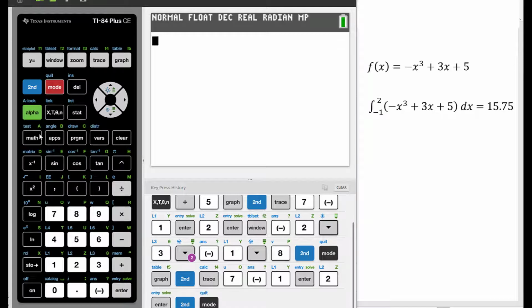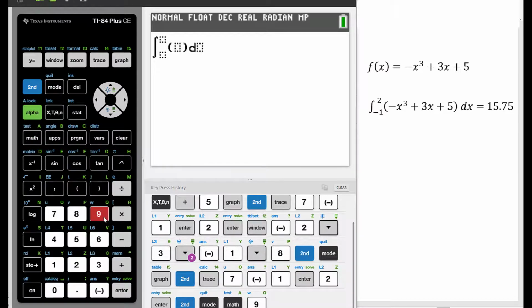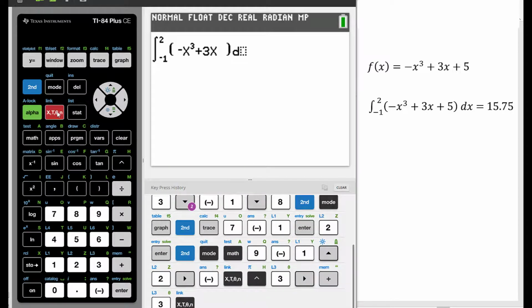We're going to press the math button, and we're going to press number 9 where it says FNINT for function integral. So we want the integral from -1 for our lower bound to 2 for our upper bound. And then inside the parentheses here, we need to put our integrand function. So I'm going to type in our integrand function, which was -x raised to the third power plus 3x plus 5.